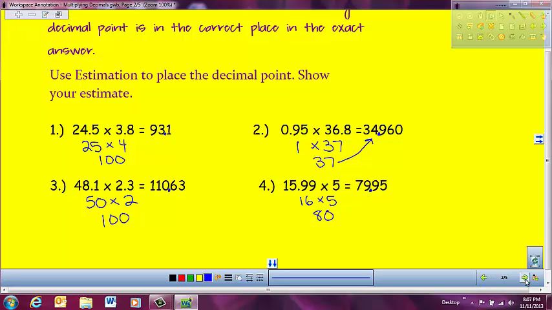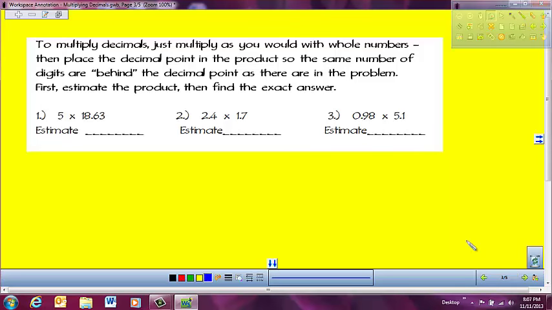Now, to actually multiply decimals to get the exact answer, it says, just multiply as you would with whole numbers. Let's underline that. Then, place the decimal point in the product so the same number of digits are behind the decimal point, I'm going to underline that too, as there are in the problem. Now it says here to first estimate the product, then find the exact answer. So let's do our estimating first on number 1.